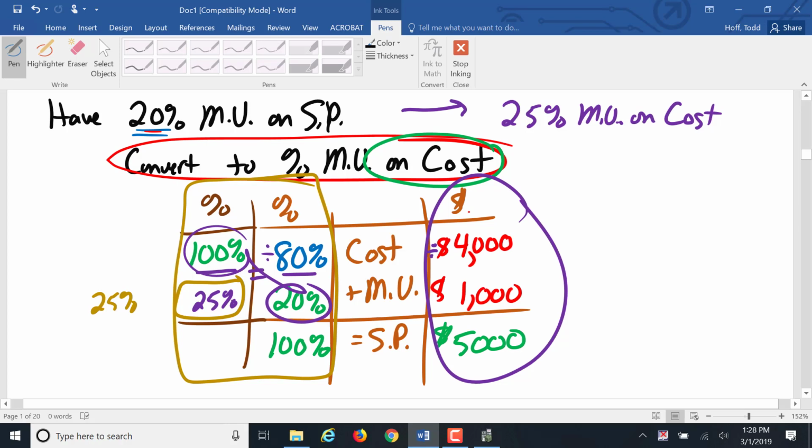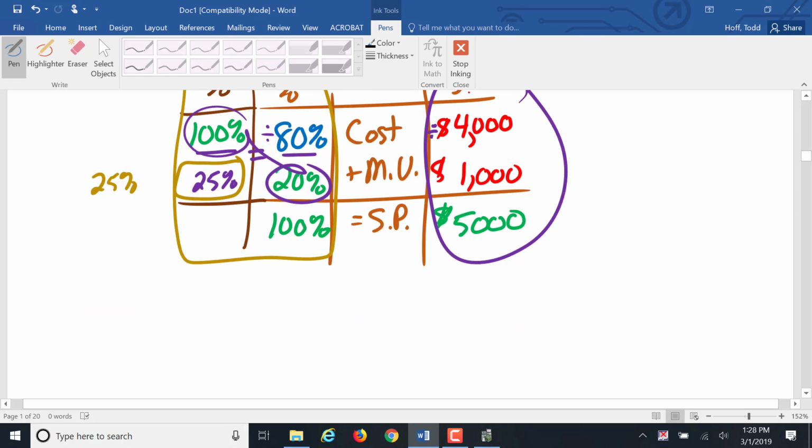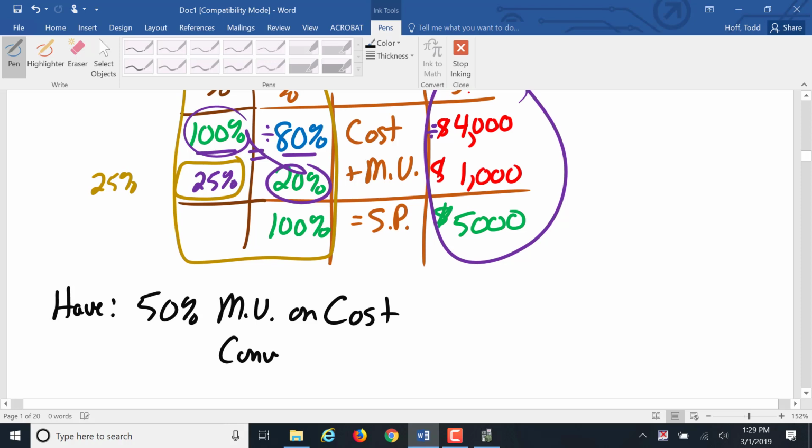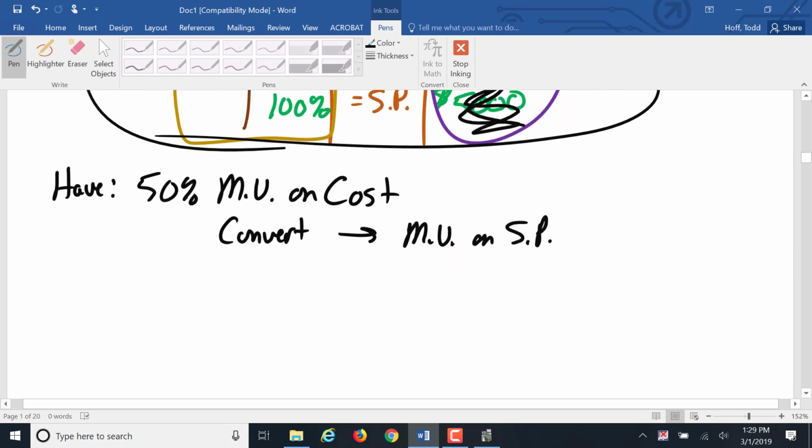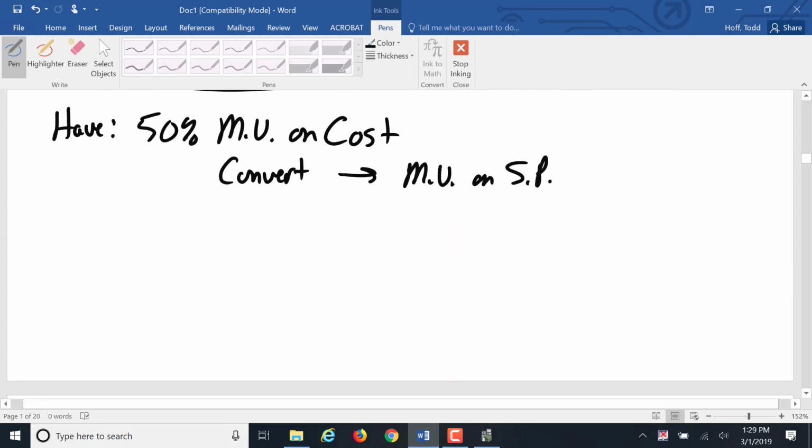Let's go the other way. Let's say we're given that we used a 50% markup on cost, and we want to convert to an equivalent markup on the selling price. We're going to use the same type of tool we used up here, but we noted that we didn't really even need to put in these imaginary dollar amounts. So let's set it up and show you how that works if we don't even bother to put those in.